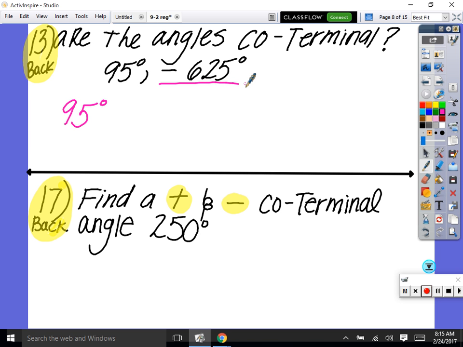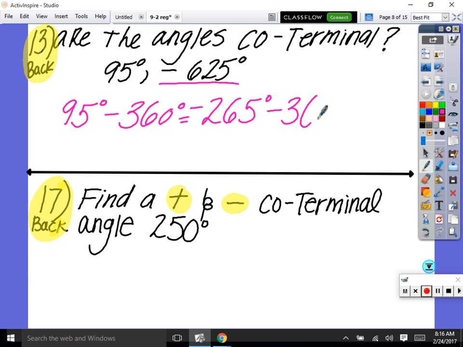So aren't we getting very small here? We're getting smaller and smaller, right? It's negative 625. So I'm going to subtract 360. So you would do 95 minus 360. Good. So negative 265 degrees. So far, we still don't know. Let's subtract 360 again. Let's go around the circle again in the negative direction. So minus 360, and we get negative 625 degrees.